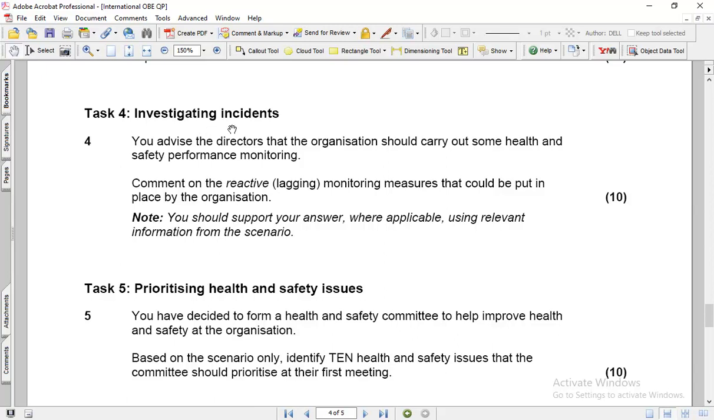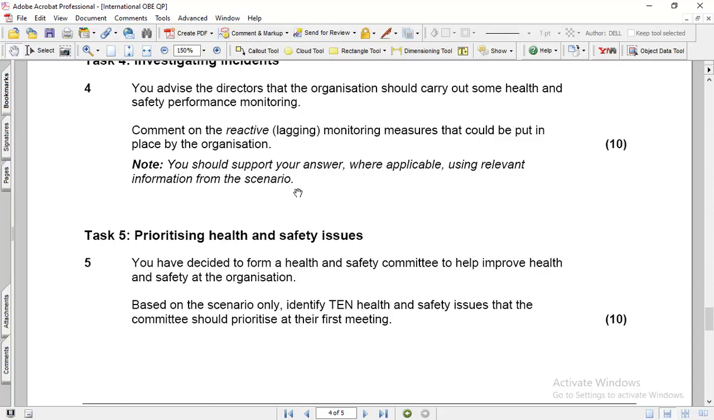Task 4. Investigate an accident. You advise the directors that the organization should carry out some health and safety performance monitoring. Comment on the reactive lagging monitoring measures that could be put in place by the organization. Note, you should support your answer where applicable using relevant information from the scenario. So we have a 10 marks task. We have to discuss the reactive or lagging monitoring measures that could be placed in an organization to improve health and safety performance.